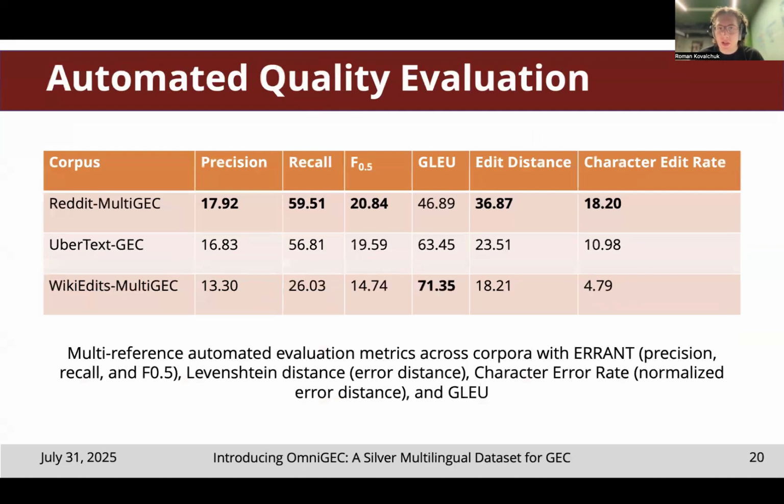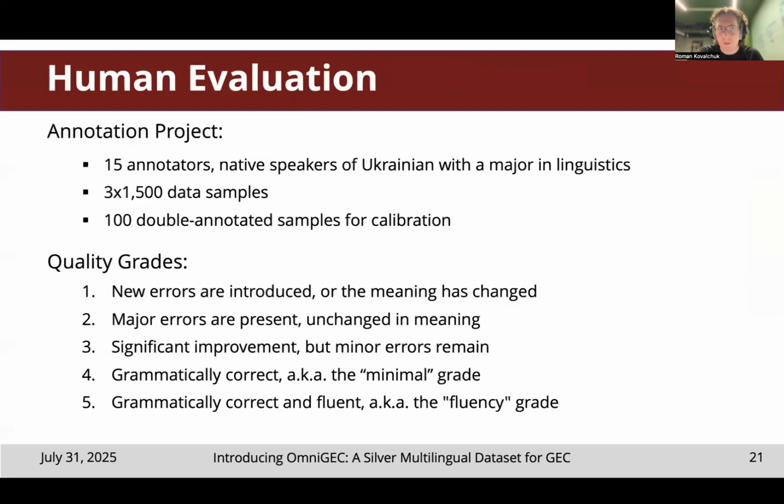Speaking about evaluation results, they are the following. For Wiki-Edits multi-GEC, we yielded the highest GLEU score, but the lowest F0.5 score, with Reddit multi-GEC yielding the highest F0.5 score, but the lowest GLEU score. We suppose that the difference is due to the number of edits in each corpus.